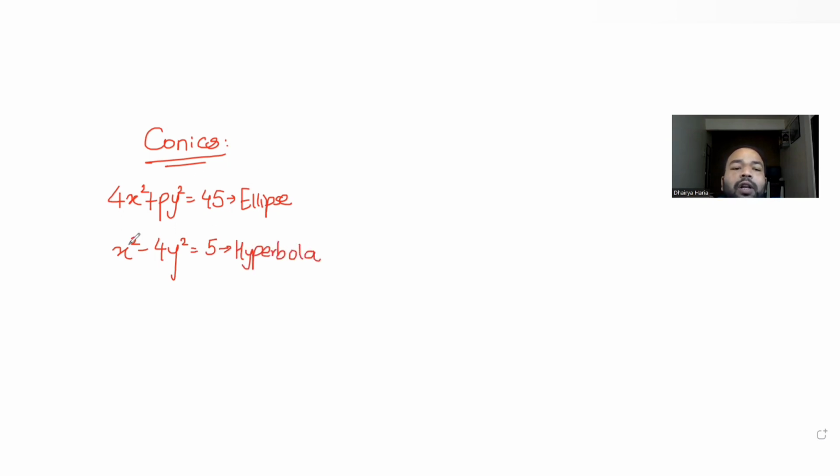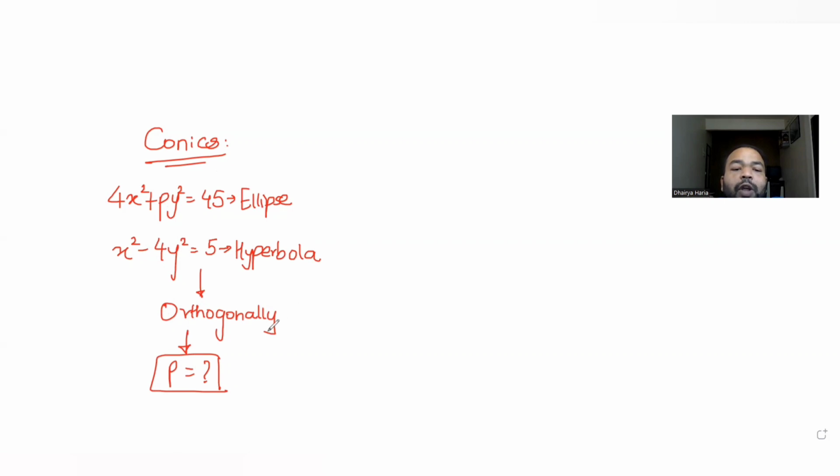And we have been told that these two figures cut each other orthogonally. Orthogonally means they cut each other perpendicularly. When these two figures cut each other orthogonally, what is the value of p in this equation of the ellipse? So let's understand how to solve this question, and then we'll try to find the value of p here.